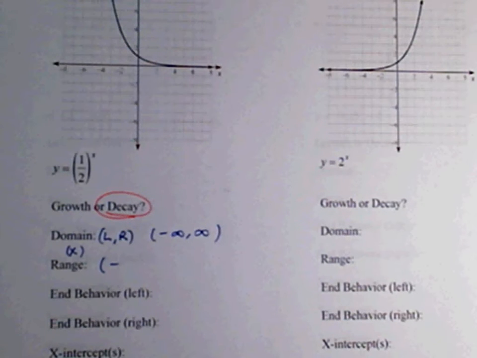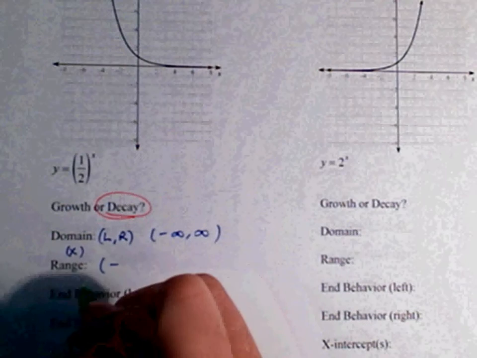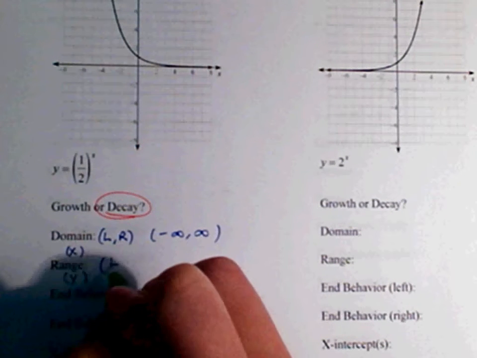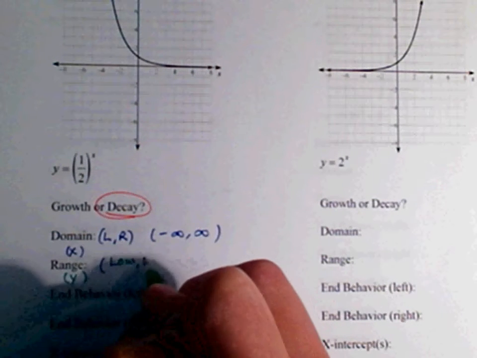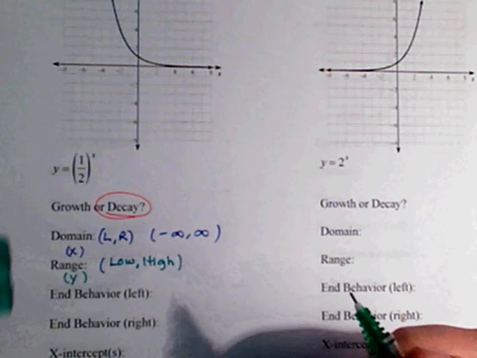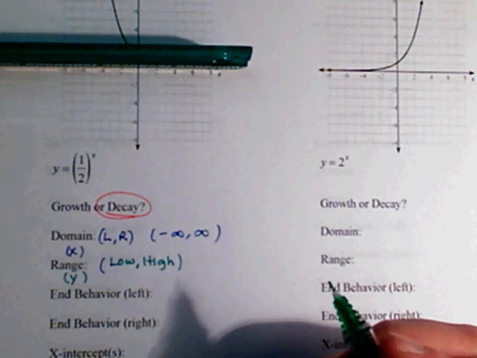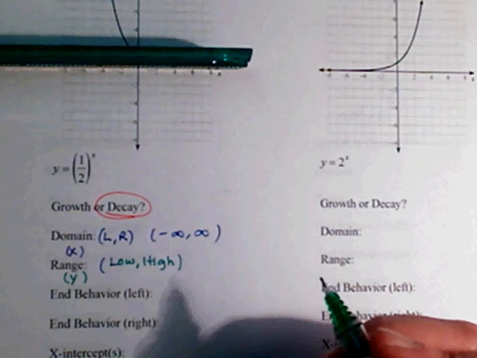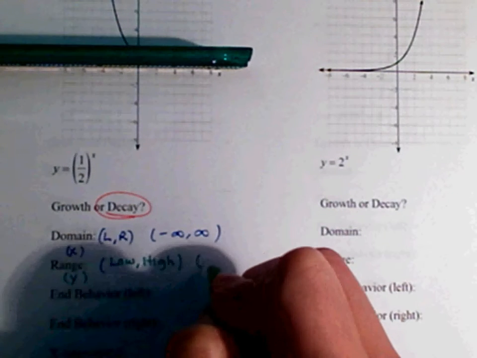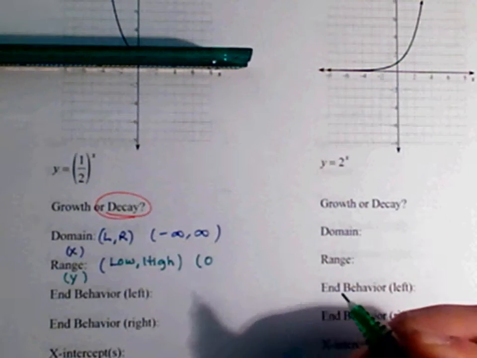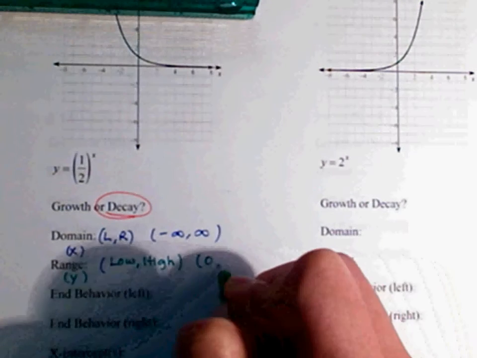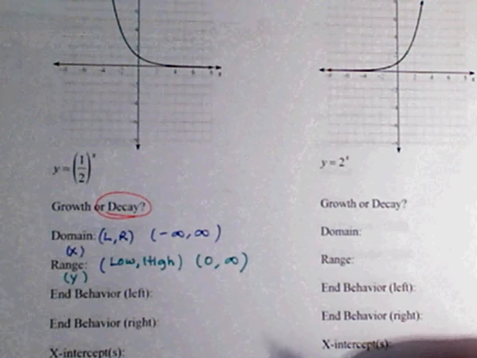Your range goes from low to high, and it is always your y value. So you're going to go low, comma, high. How low is this graph starting? It is starting at 0. Close to 0, but not really 0. So you're going to write 0 with a parenthesis, and it's heading all the way up. That makes it a positive infinity.